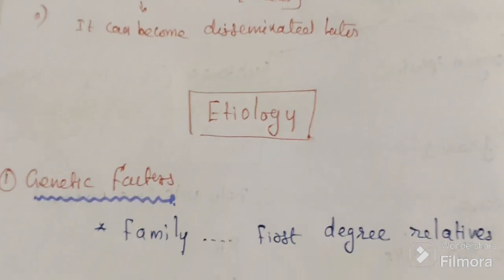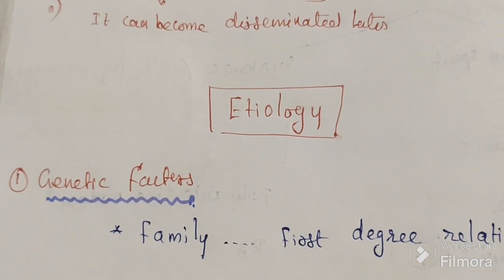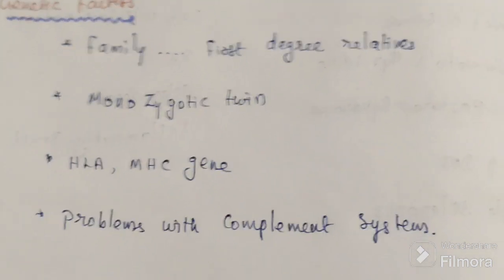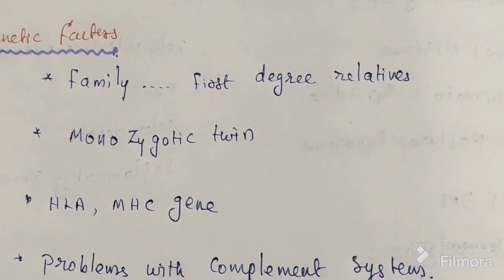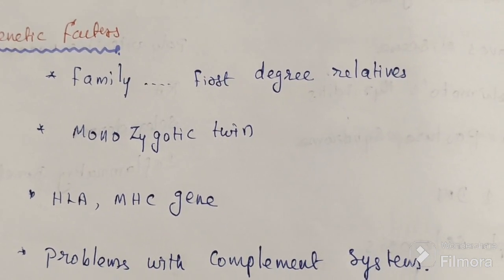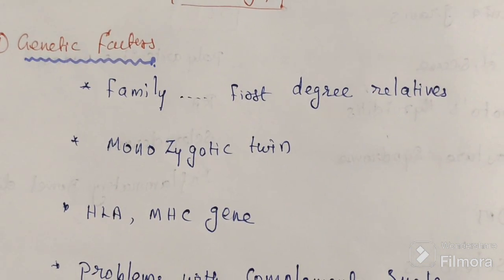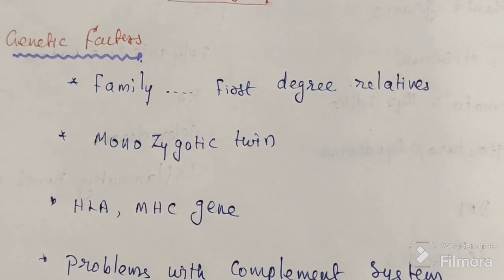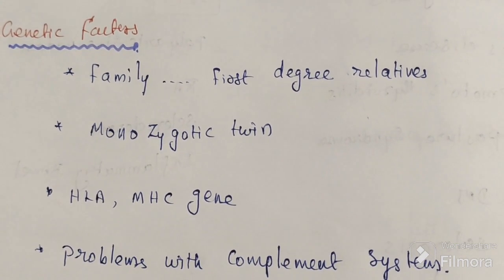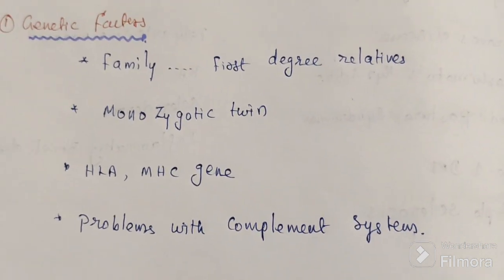SLE etiology. Why does somebody get SLE? Because of genetic factors, mainly family, then HLA and MHC gene mutations, and some problem in the complement system. So these are the genetic factors: family, monozygotic twins, HLA and MHC genes, and a problem in the complement system.